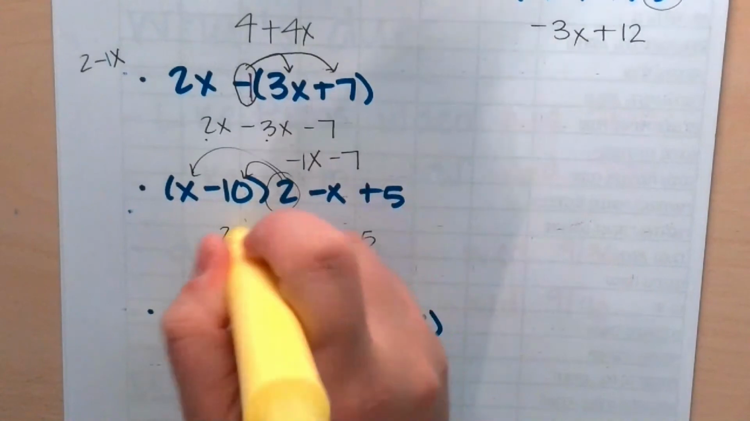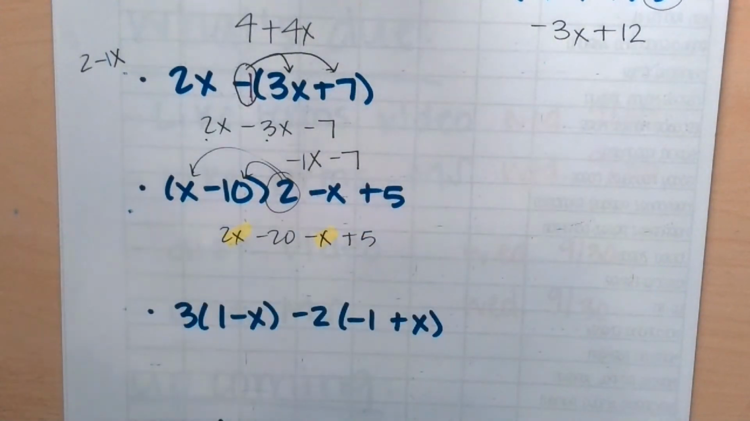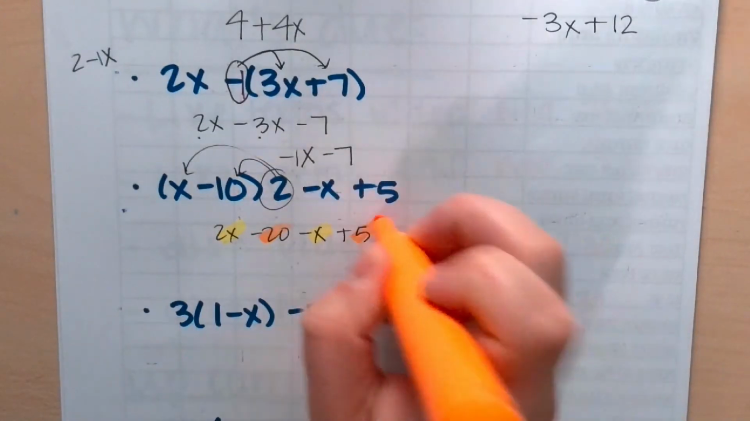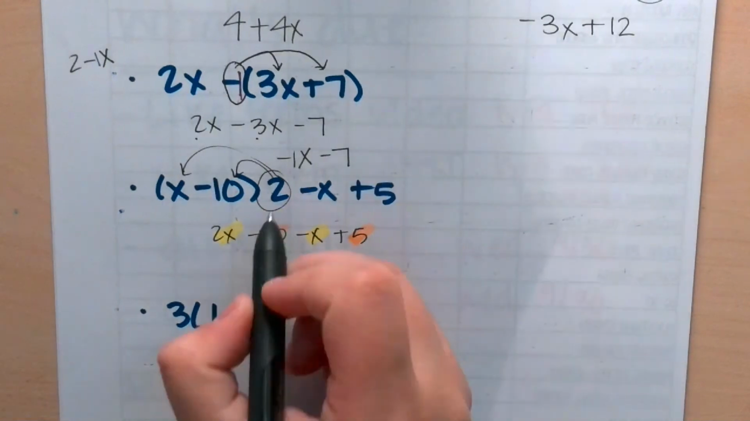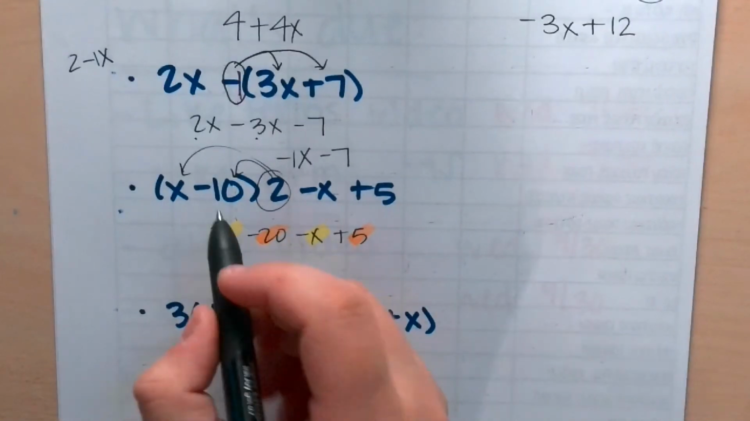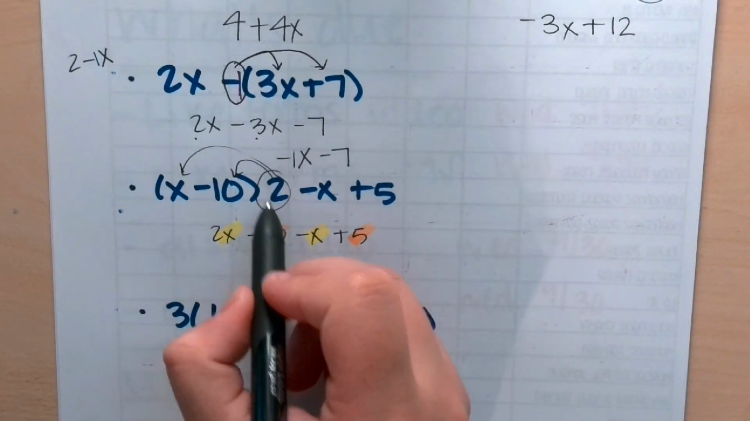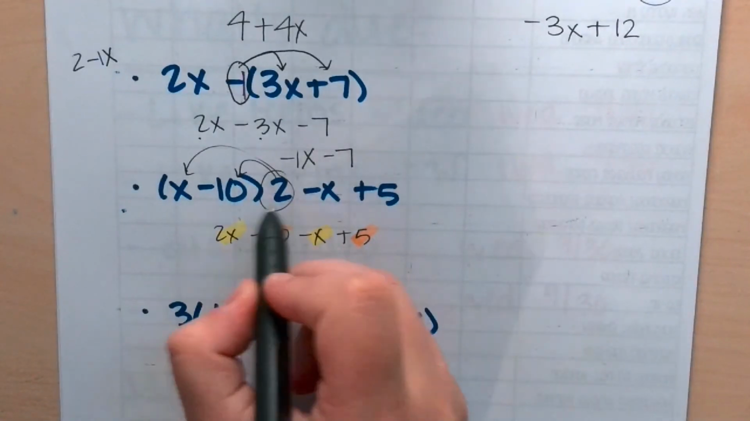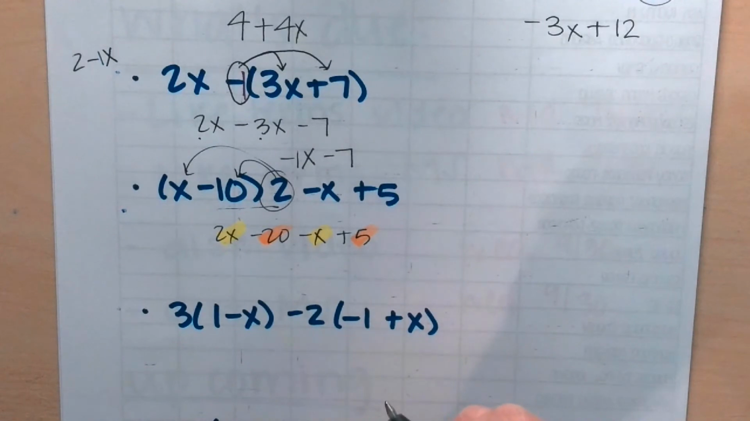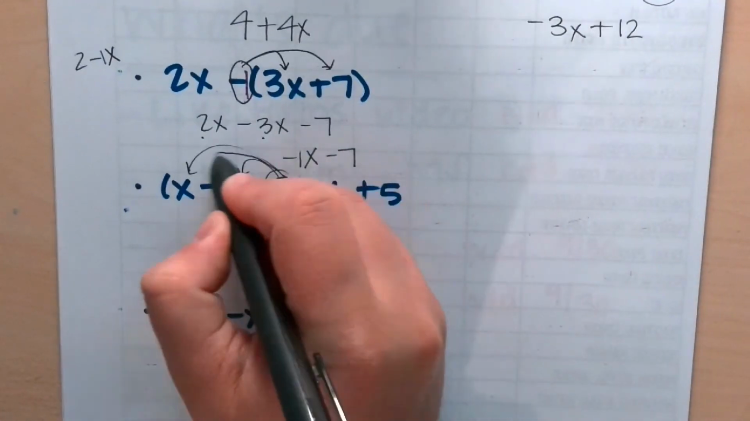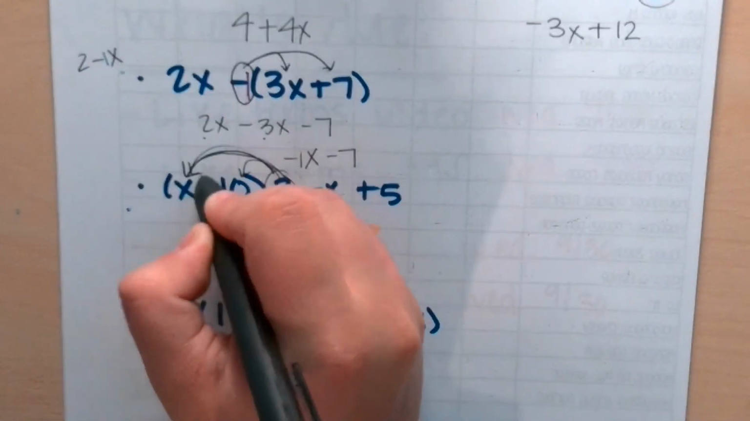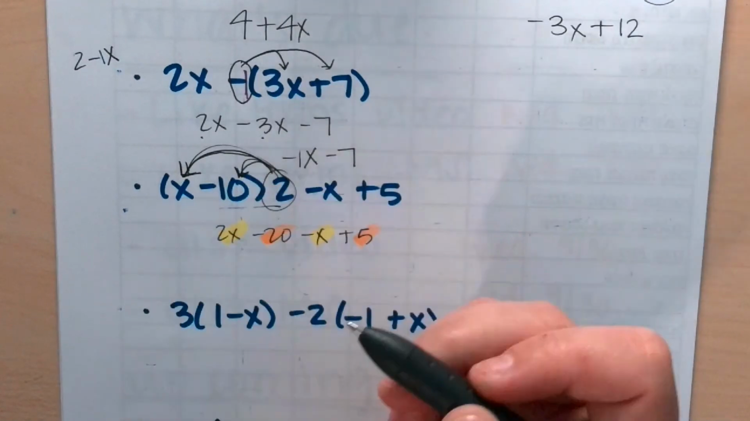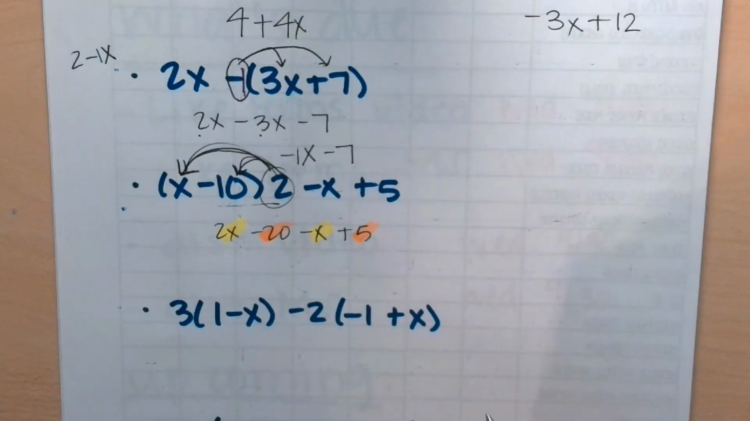Identify our like terms. Something I've noticed a lot of students do when they go to distribute is they don't distribute to both terms. So a lot of people for this example just stopped at the negative 20 because that's what's closest to the 2, right? That negative 10. But you have to distribute to everything that's inside. What you do to one term, you have to do to the other.